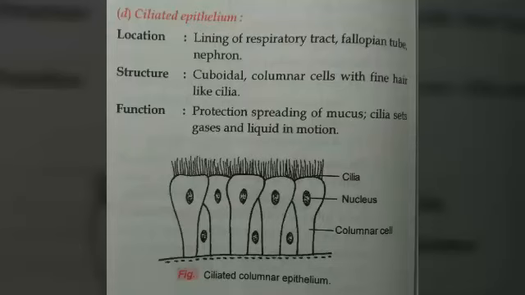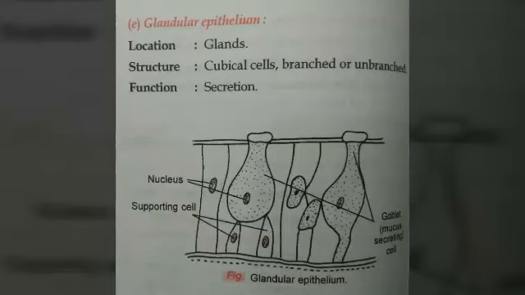Next one, ciliated. The word refers to cilia. As you have seen in paramecium, it has a large number of cilia. Similarly, cells that have cilia are called ciliated epithelium tissue. Location: lining of respiratory tract, fallopian tube and nephron. Structure: cuboidal columnar cells with fine hair-like cilia. The function of ciliated epithelium is protection and spreading of mucus. Cilia set gases and liquid in motion.